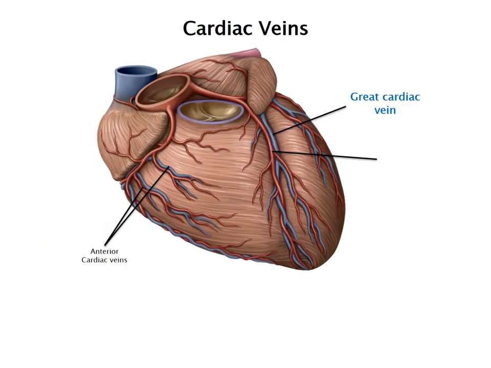Now let's take a look at the cardiac veins which accompany the coronary arteries. The first veins to mention are the anterior cardiac veins. These are very small veins that run along the anterior surface of the right ventricle. They empty directly into the right atrium.